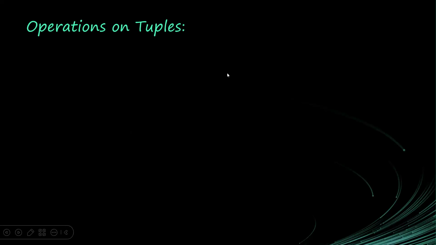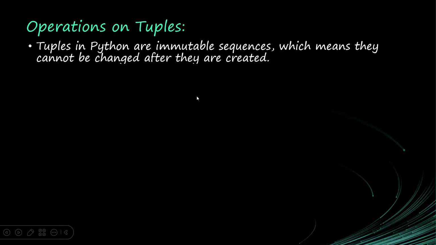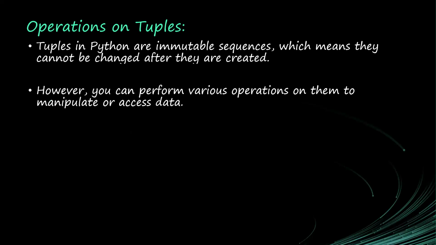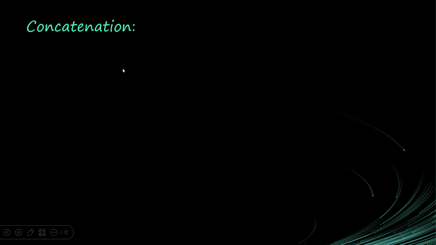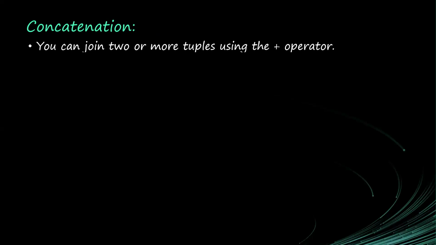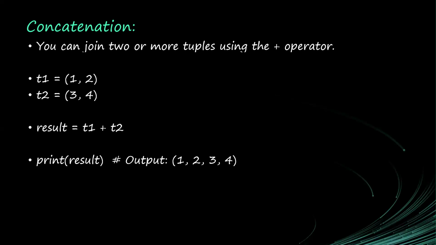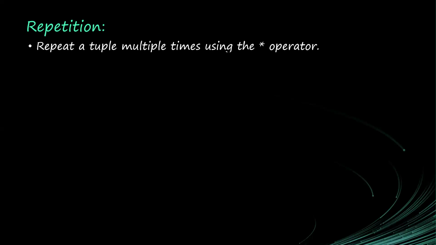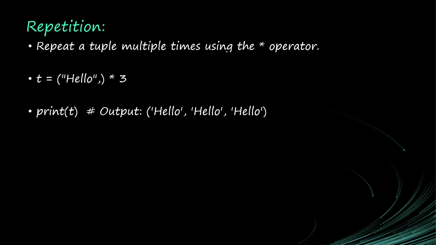So what are the operations we can perform on tuples? Tuples in Python are immutable sequences, which means they cannot be changed after they have been created. However, you can perform various operations on them to manipulate or access data. Concatenation works with tuples just like it works with list. When you concatenate tuple 1 and tuple 2, you get all of them in one tuple. I'm not going to explain much of this because I mentioned it when we were talking about the addition operator and also about list, where we covered concatenation and repetition. It works the same way here.